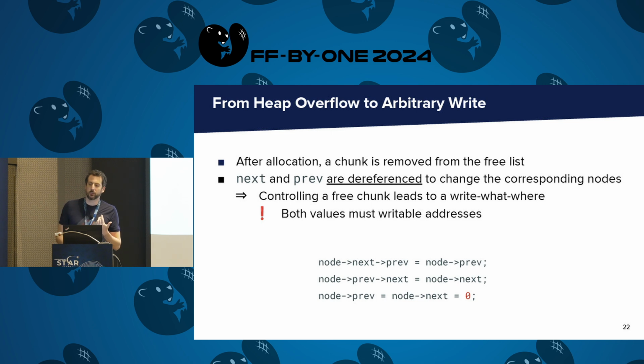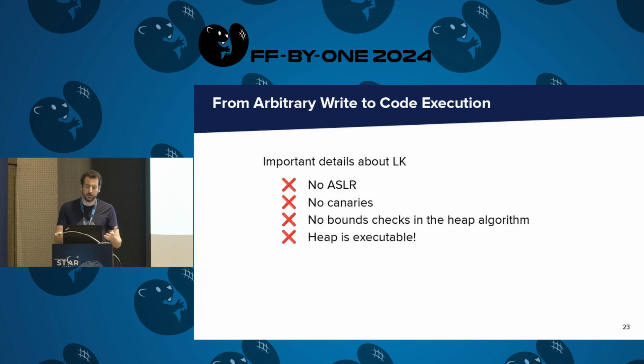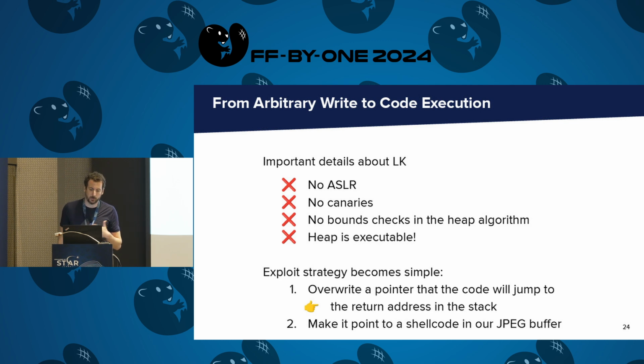Now, a few words about the mitigations in Little Kernel. There are not many, as you can see: no ASLR, no canaries, and more importantly, the heap is executable, which makes the exploitation rather simple. It's quite convenient for us. So the strategy becomes something like this.